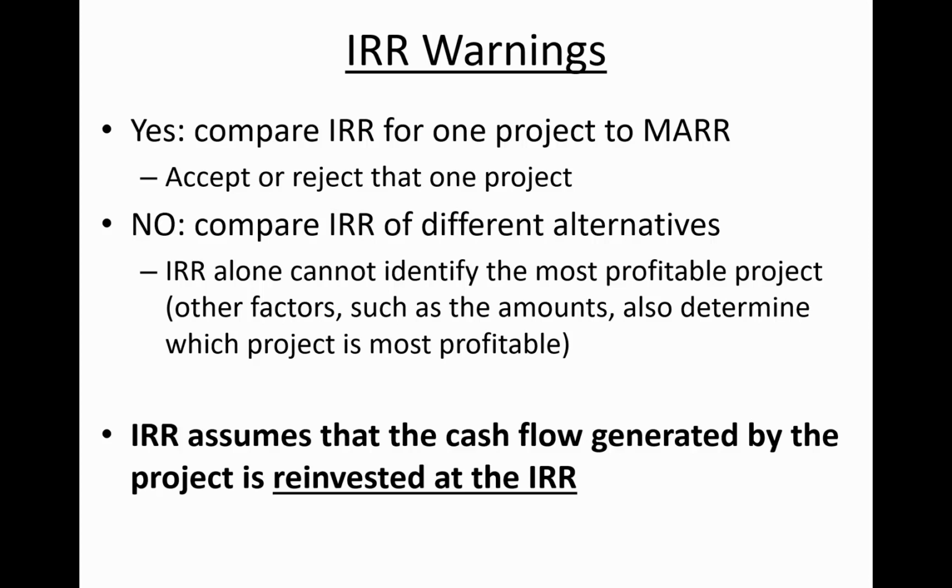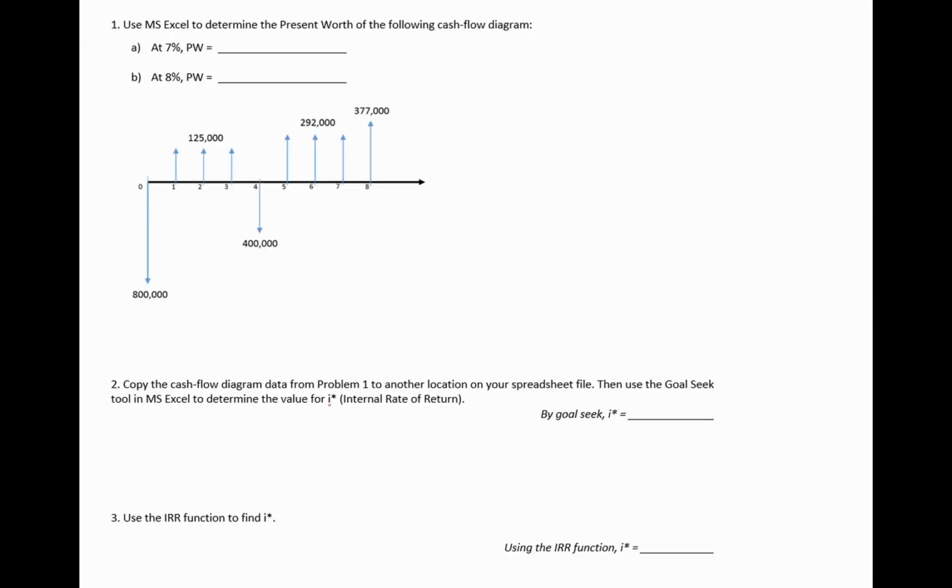The real reason why that is that there can be different amounts between projects, different initial investment amounts. And so you want to maximize profitability, not maximize rate of return. The other warning and assumption that you need to be aware of is that the internal rate of return assumes that whatever profits you get for a project can be reinvested back into that same project. So we'll talk more about the implications and limits of that on Wednesday.